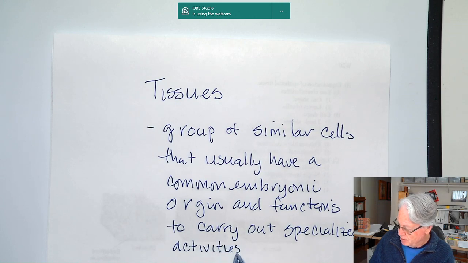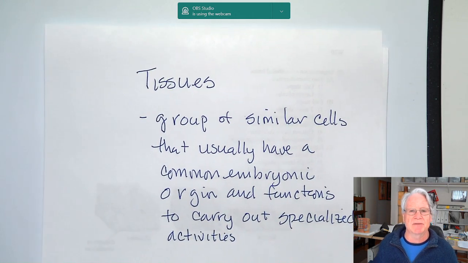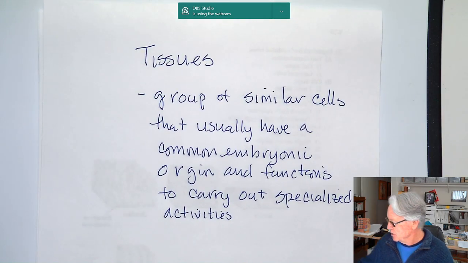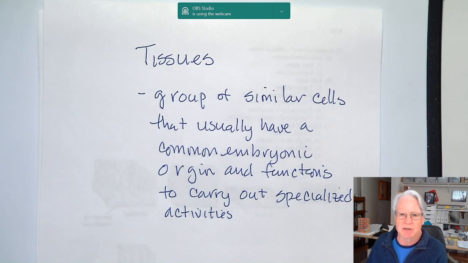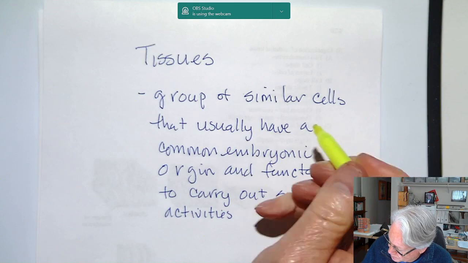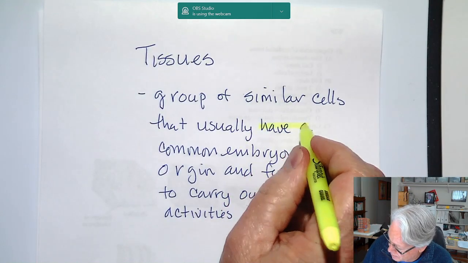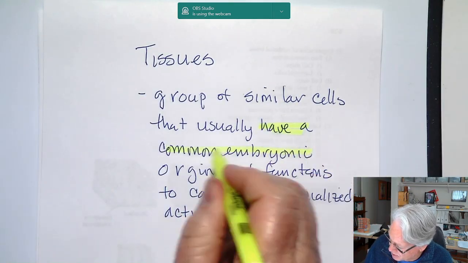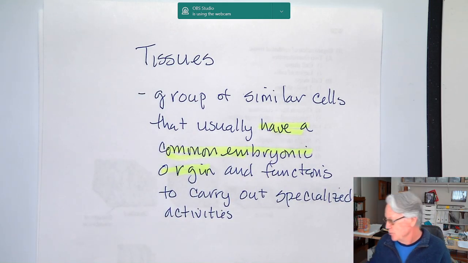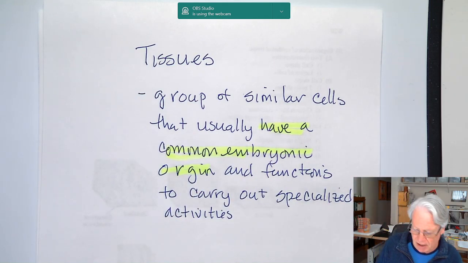So let's take a look at that definition. Now, most of this you already have in your notes from the lab, but I want to point out one particular thing I did not include in the definition before, and that's this. Usually have a common embryonic origin. So what in the world do I mean when I talk about a common embryonic origin?